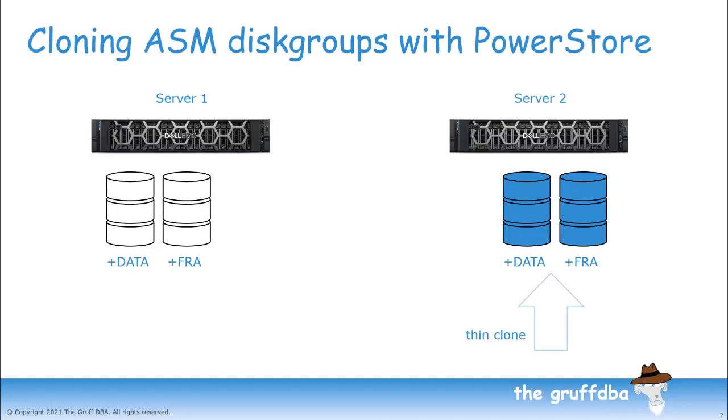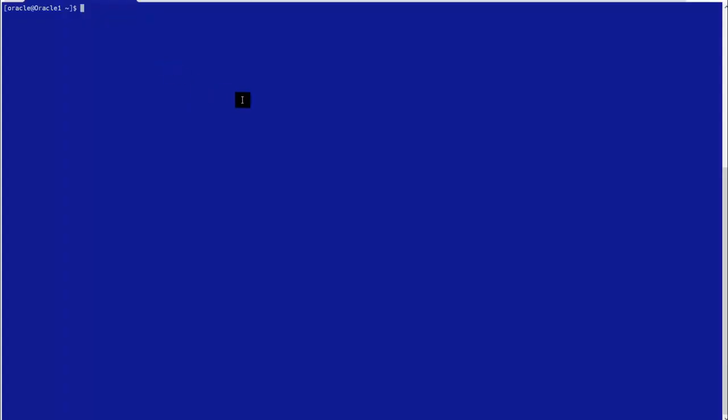Now, why would we want to create another thin clone? Well, the thin clone is a snapshot. It's a point in time, so that transactions that continue to occur on the primary database will not be reflected in the clone. PowerStore, however, allows us to refresh our thin clone immediately, updating the thin clone to the current state of the primary database. Be aware that our clone database and disk groups should be shut down before they are refreshed, otherwise they will crash. Here, let me show you.